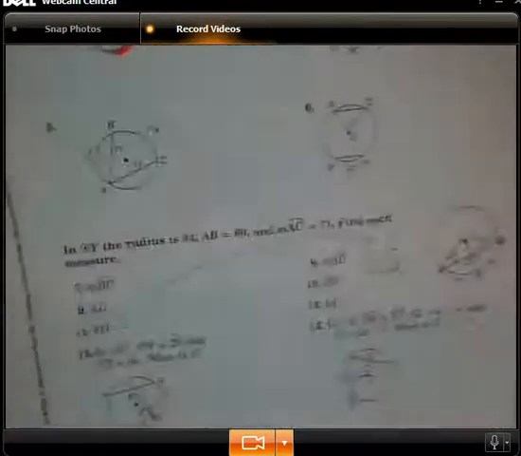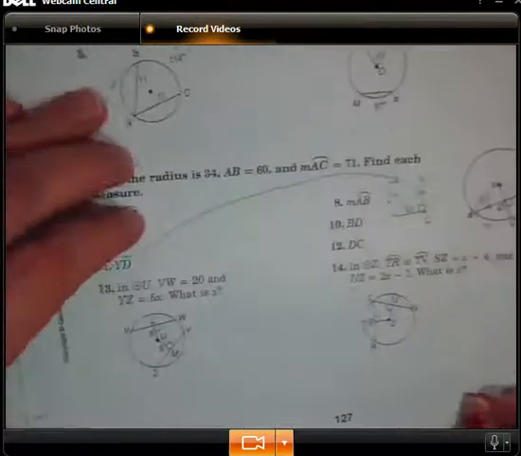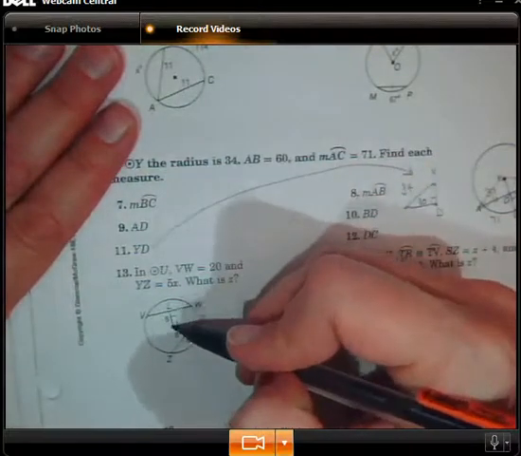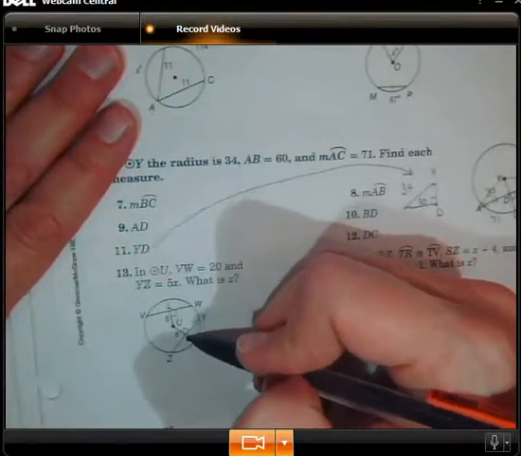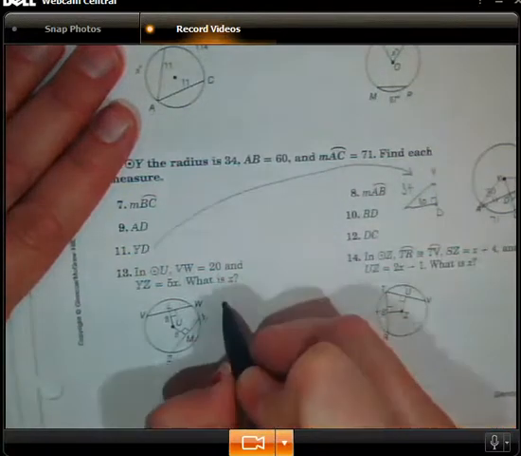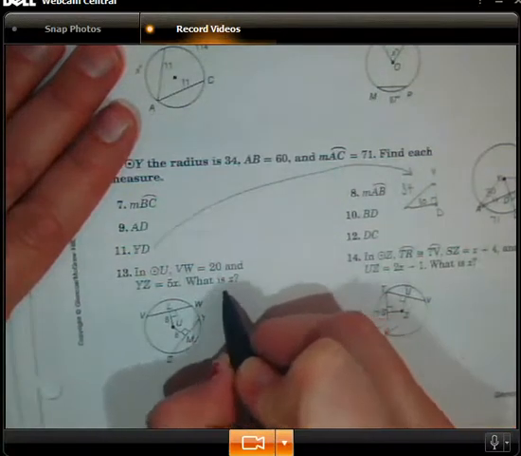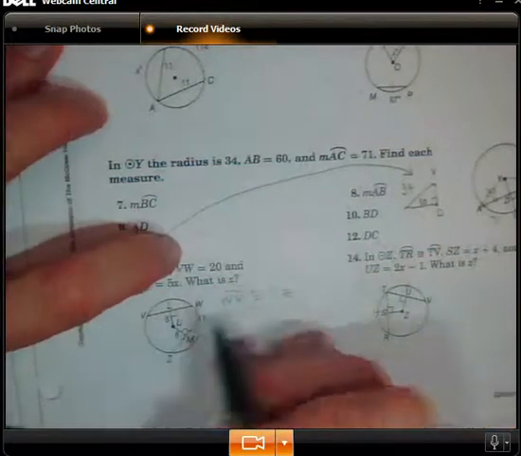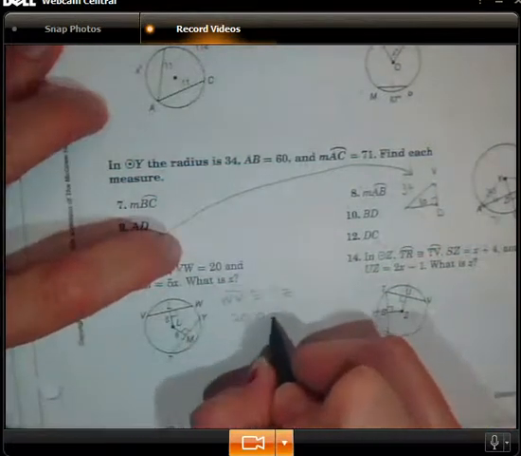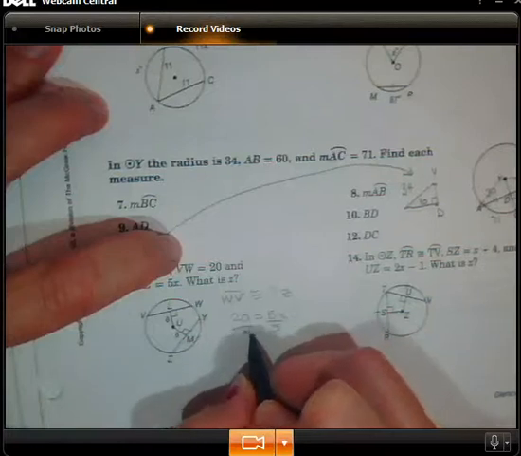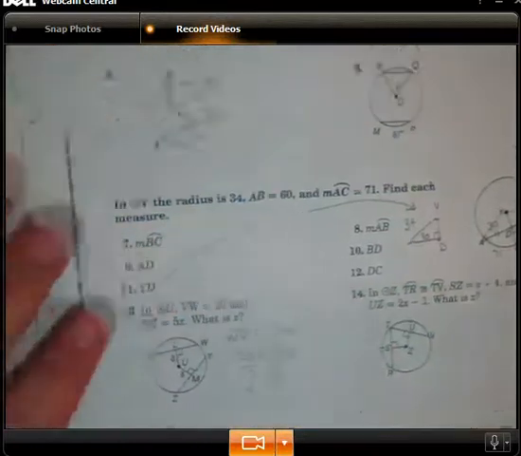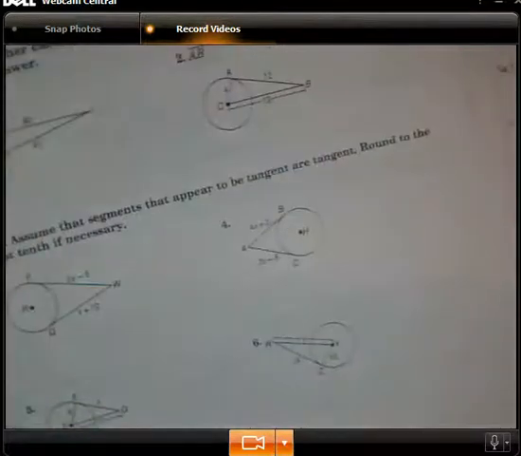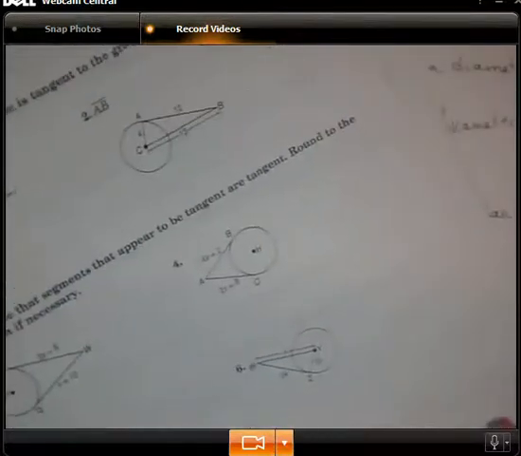So if you look at the bottom of page 15, number 13, we have equidistant. They're equidistant from UL and UM, which are the same. So if we know that, then we know WV has to be congruent to YZ. If that's the case, then we know that 20 has to equal 5x. And so we know that x has to be 4. So that should set you up for the questions about chords and arcs on pages 15 and 16. You should be good to go.